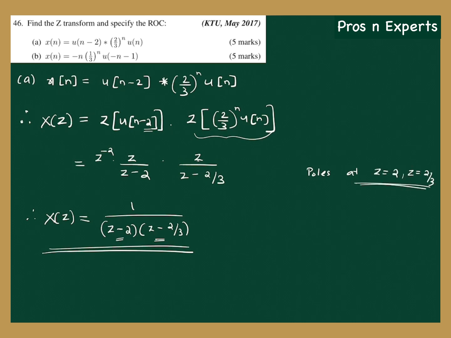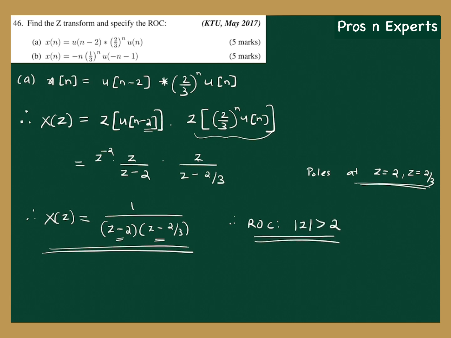Okay, so these two signals are right-sided signals, right? U of n minus 2 is right-sided. Similarly, (2 by 3) to the power n u of n is also right-sided. So the ROC of both the signals are right-sided. So the effective ROC of the total term X of z will be the intersection of the ROC at z equal to 2 and the ROC at z equal to 2 by 3. Both are right-sided, so the common region will be the ROC mod z greater than 2.